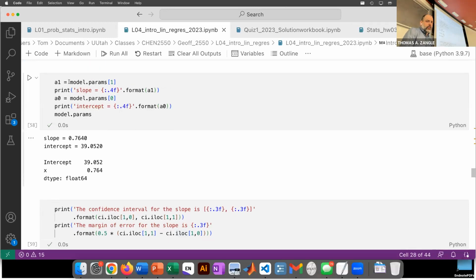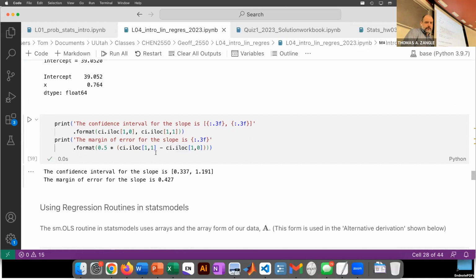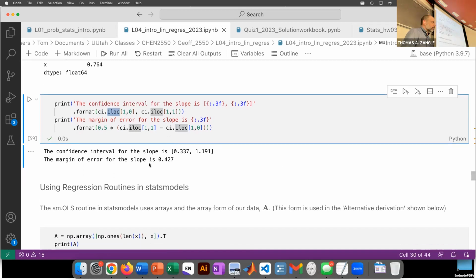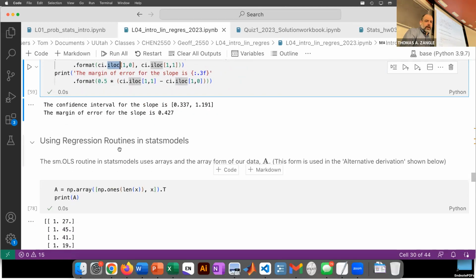So again, here we're pulling out A1 is model.params of 1, A0 is model.params of 0, and we can pull those out as well. And the same thing here, we're pulling out confidence intervals for the slope and margin of error for the slope, all pulled out from that set of parameters.